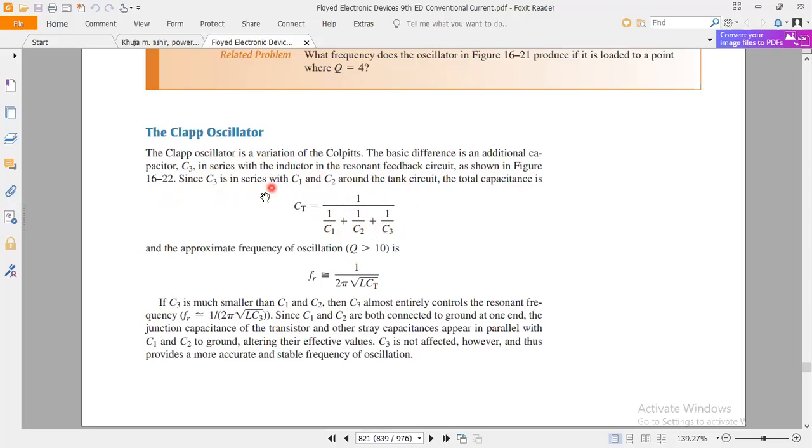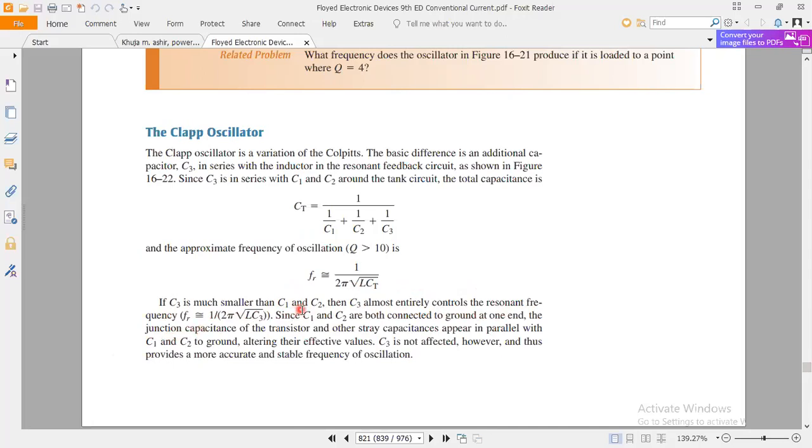With the overall simplification we get the value of total capacitance CT, and putting it into the formula we get the value of the resonance frequency of the Clapp oscillator circuit. So this is another view, and now what is the impact of using the C3 capacitor in this circuit? What will happen if C3 is much smaller than C1 and C2? Then C3 almost entirely controls the resonant frequency.